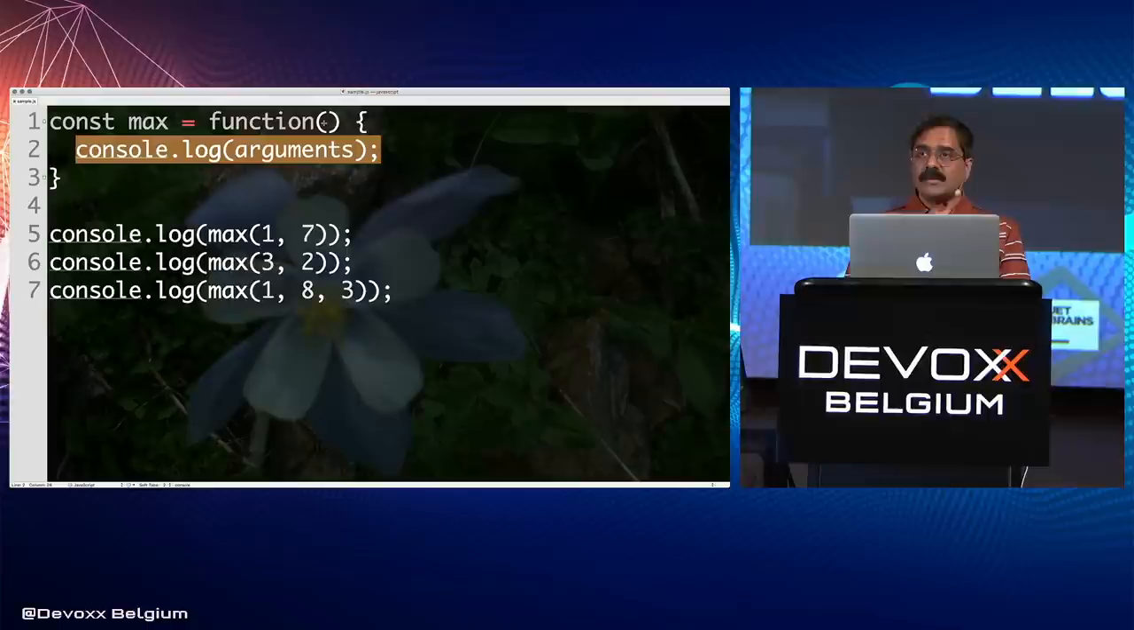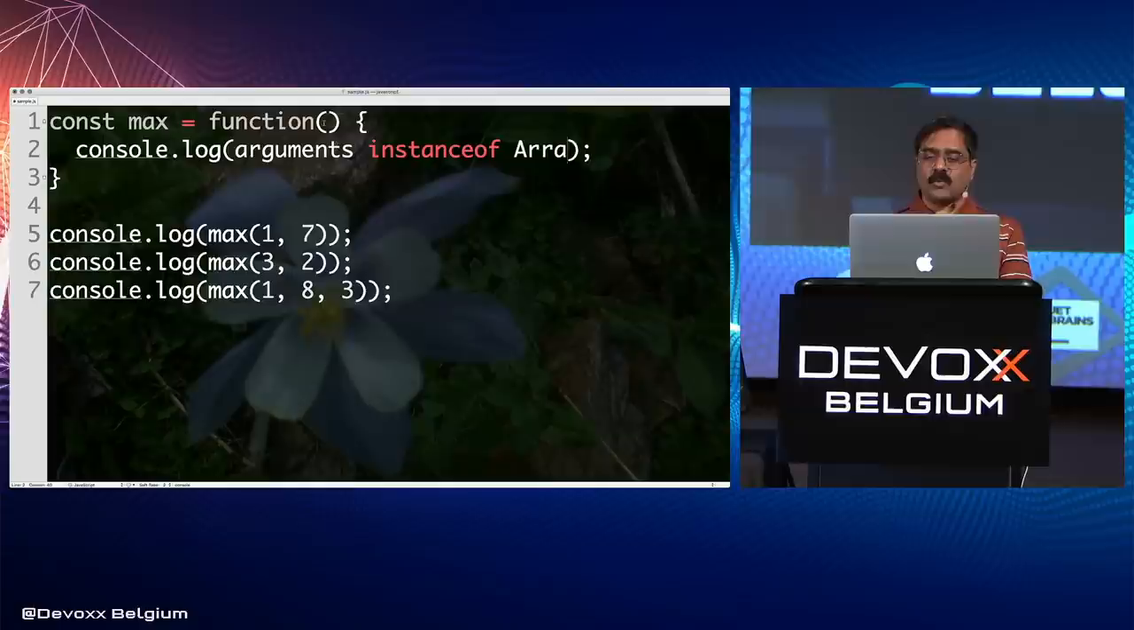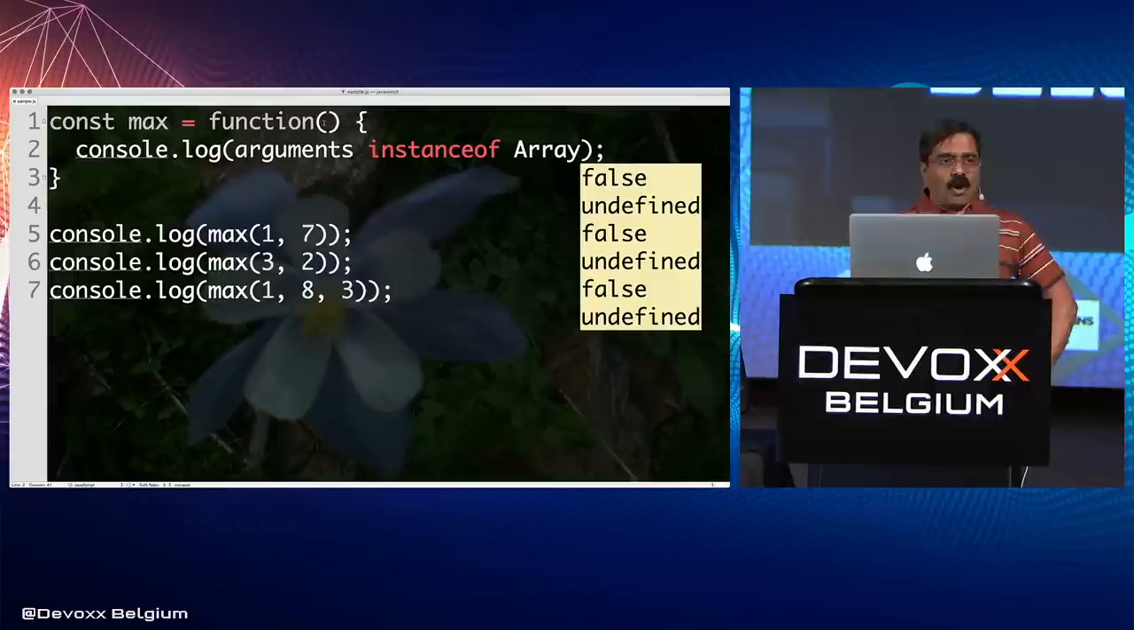The very first thing I want to talk about here is the output type of arguments. I want to say arguments instanceof Array, and notice it says false for every single one of them, because arguments is not an array. Arguments is a very sad story. It wanted to be an array, but it never matured to be an array. So it's an array wannabe.